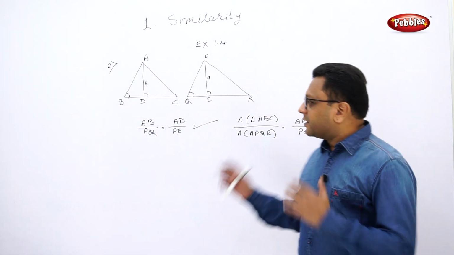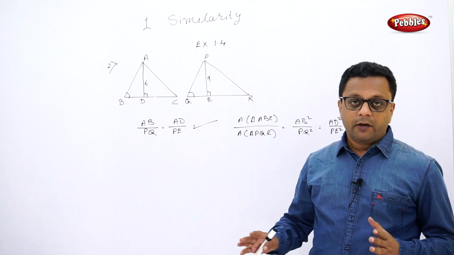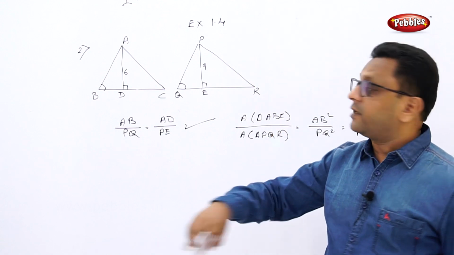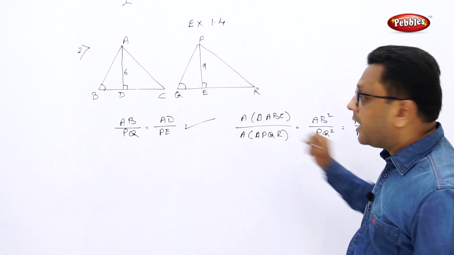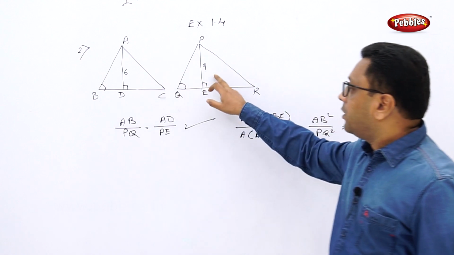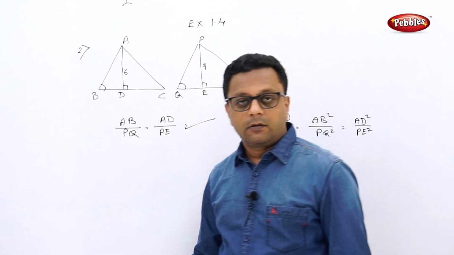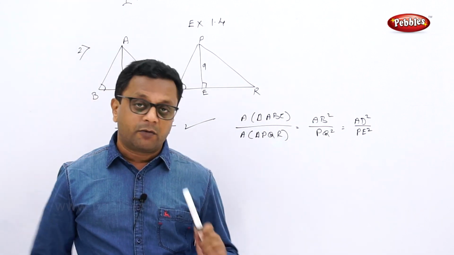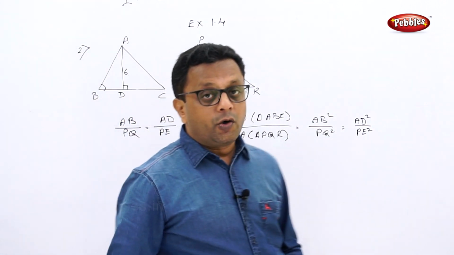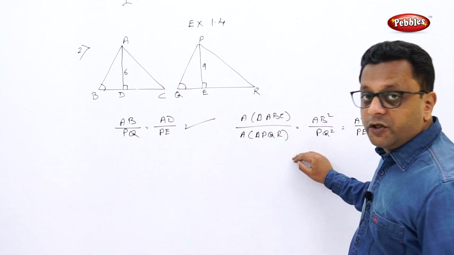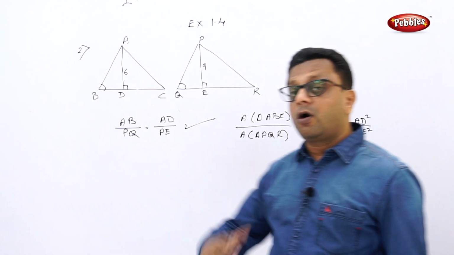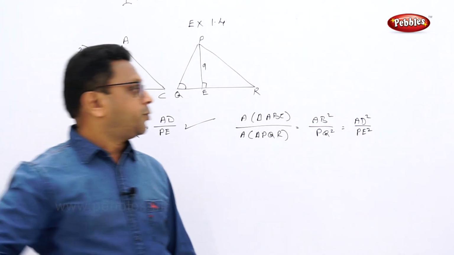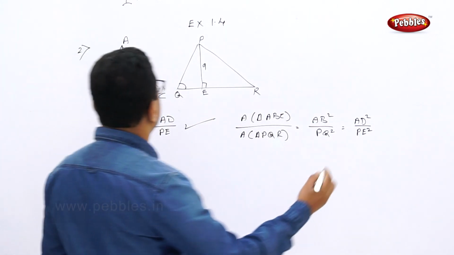Okay, the example is very simple. Immediately after looking at the figure, you may commit a mistake by directly writing this and writing 6 square upon 9 square. Okay, but that is not correct. You will get only half of the marks because you are stating something which you have not proved or which is not a theorem. So this is the only hitch in this problem.